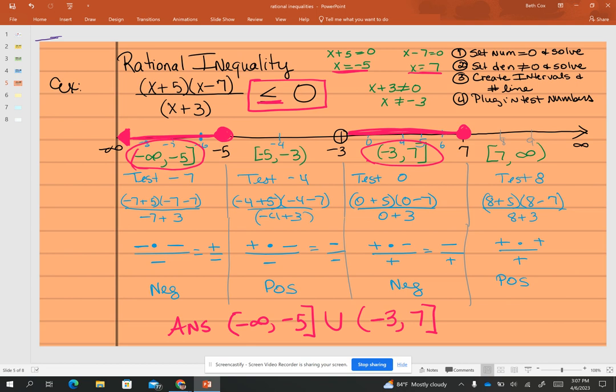All right. Let's see if you can do these on your own. I don't give you very many of them. But these are rational inequalities.